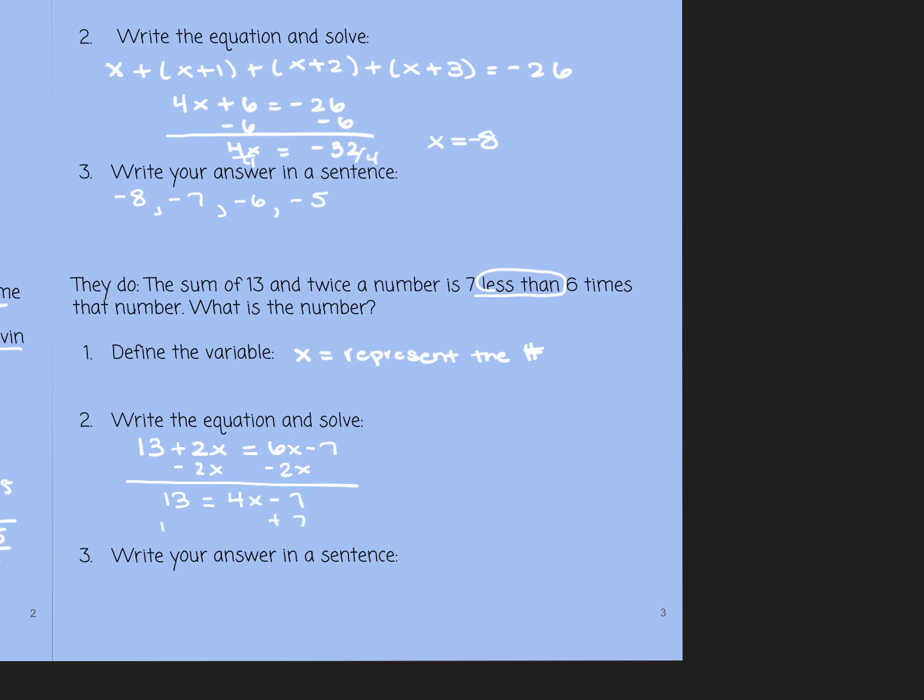I'm going to add 7 to both sides. I'm going to draw an arrow up here. So I get 20 is equal to 4x. Divide both sides by 4. And I get that 5 is equal to x, or we can say x is equal to 5. They both mean the same thing. All right, so when we think in context of the problem, we can say the number is 5.